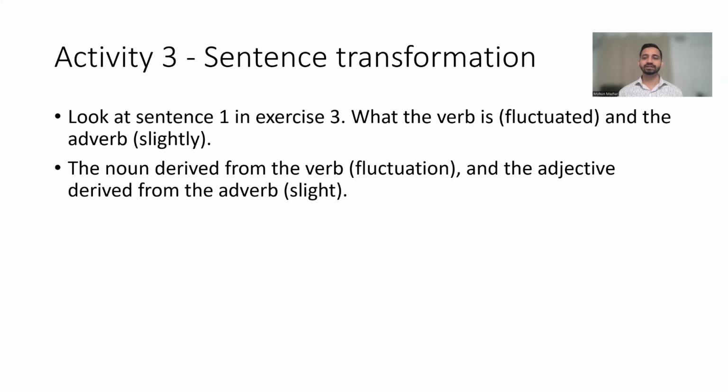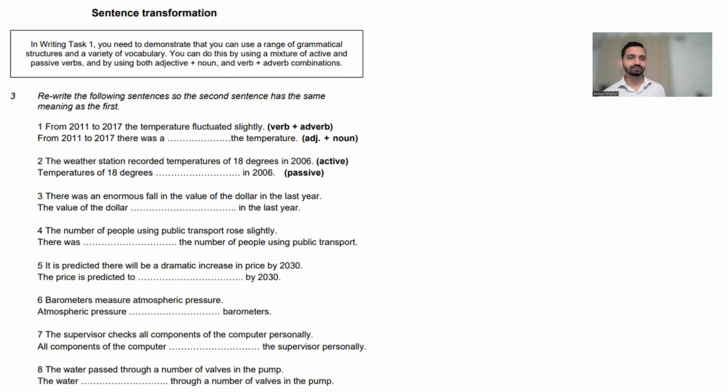So we're going to look at another way of describing the same thing by using noun and adjective structure. Let's look at the sentence formation. In writing task 1, you need to demonstrate that you use a range of grammatical structures and a variety of vocabulary. You can do this by using a mixture of active and passive verbs. So you can use the active form and you can use the passive form as well. And by using both adjective plus noun or verb plus adjective combinations. So that's the activity that we're going to do.